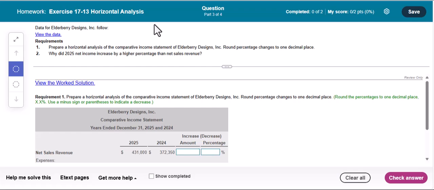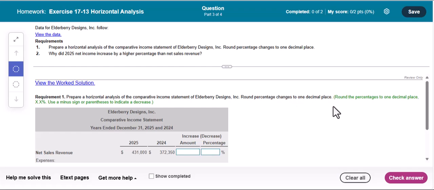Exercise 17-13 Horizontal Analysis. Data for Elderberry Designs, Inc. follow. So we can view our data here in a second. And the requirements are: prepare a horizontal analysis of the comparative income statement for Elderberry Designs, Inc. Round percentage changes to one decimal place. And then the second requirement is: why did 2025 net income increase by a higher percentage than net sales revenue?